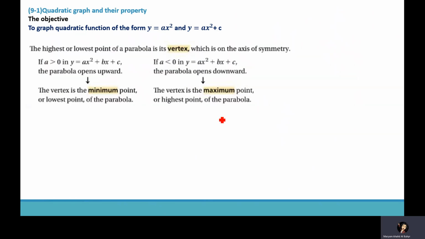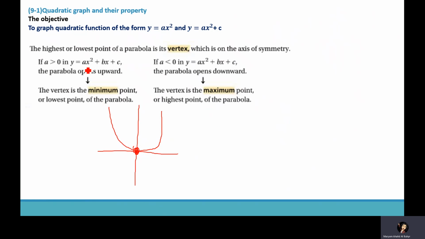Then we also have more properties. We can talk about this point that we have here, which is the one in the middle, on the axis of symmetry. I will call this point the vertex. And this point will sometimes be a minimum and sometimes a maximum. When will this point be a minimum and when will it be a maximum?